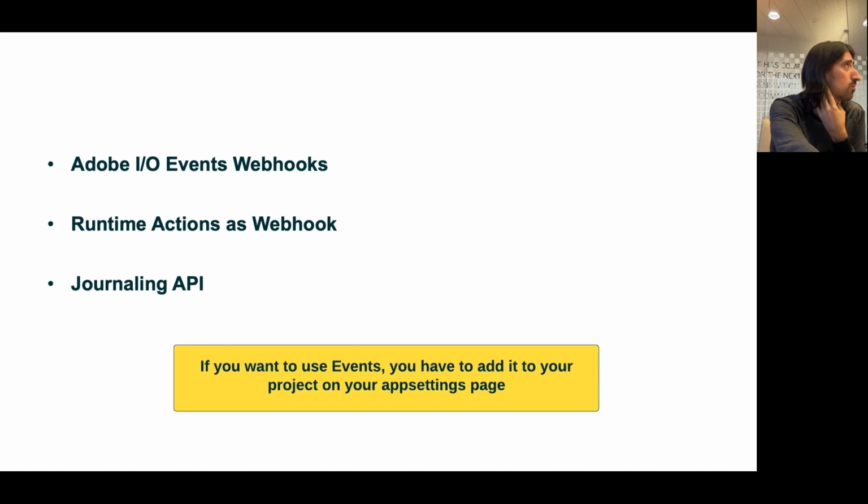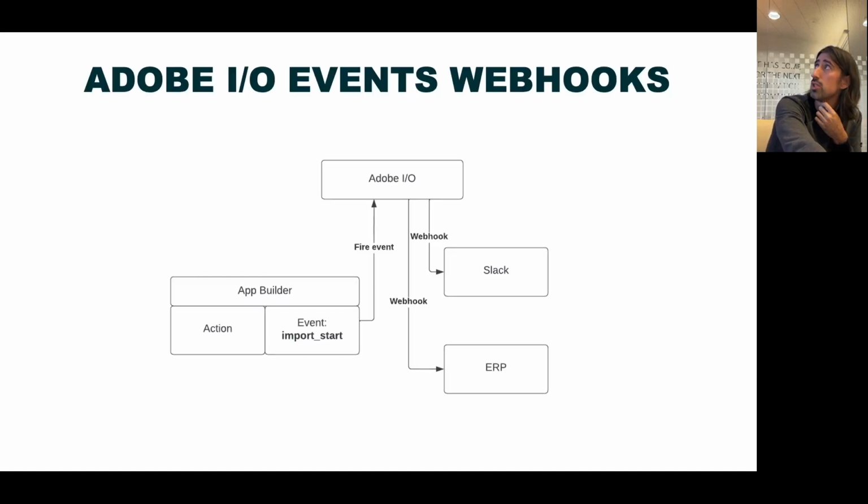There are three types of events you can use in App Builder. It's Adobe I/O Events webhooks, runtime actions as webhooks, and the Journaling API. And yeah, if you want to use events, you have to go to your app settings and enable it, telling it that you want to use events. Shortly about each of them.